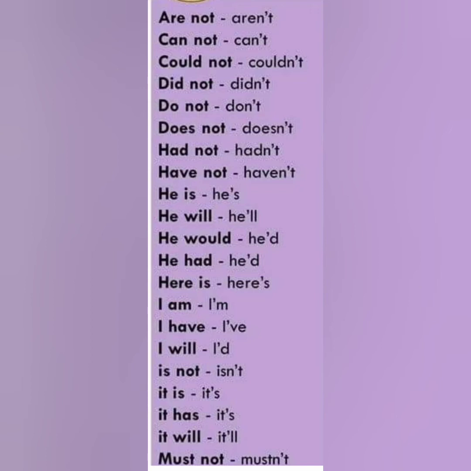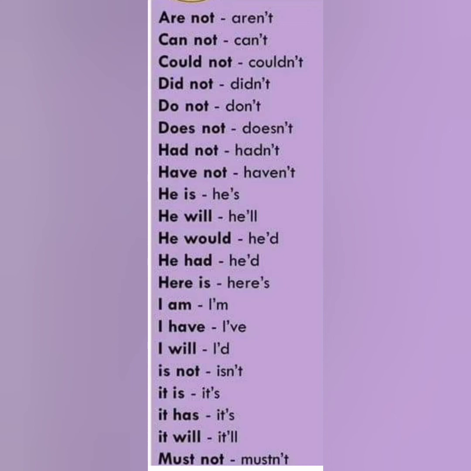On the next page as you can see so many examples are there, like are not, and again the letter O from not is removed, aren't. Cannot, again the letter O, can't. Could not, couldn't. Did not, didn't. Do not, don't. Does not, doesn't. Had not, hadn't. Have not, haven't. He is, he's. He will, he'll. He would, he'd.